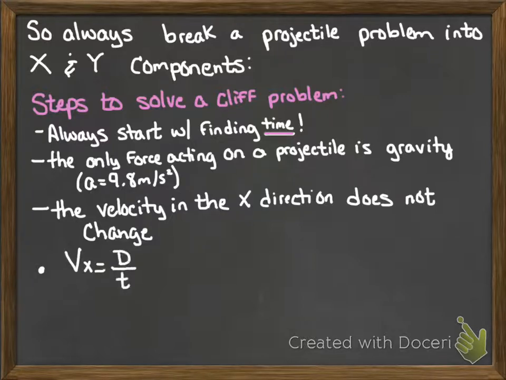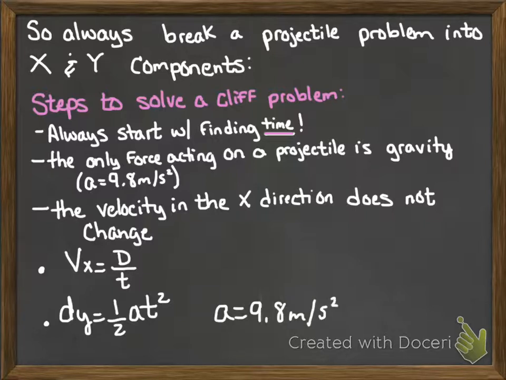So here are the formulas that you're going to need to use. V equals d divided by t, but it's Vx equals d divided by t. That should look familiar to you. And then dy equals 1/2 at squared, where dy is just the distance that you're traveling in the vertical direction. And that should also look really familiar. Remember, acceleration equals 9.8 meters per second squared.